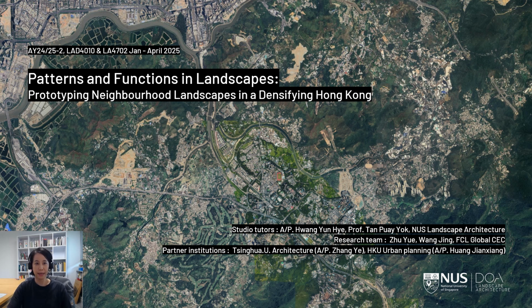Welcome to the studio, Patterns and Functions in Landscapes, where we explore creative landscape typologies for Hong Kong, which is one of the densest cities in Asia. I'm Yoon Hye, and I will be conducting this studio together with Dr. Tan Po Yok. This research-based studio builds on findings from the Future Cities Lab Global Project, Comparative Ecology of Cities, and offers an opportunity to collaborate with graduate students from Tsinghua University Architecture Programs and HKU's Urban Planning Department.